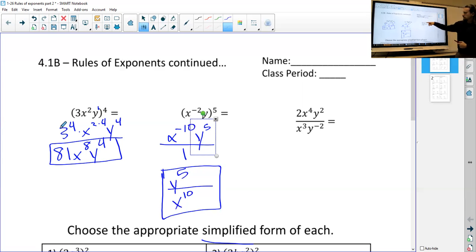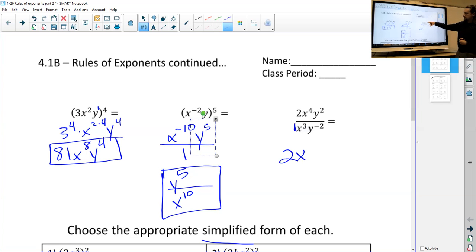All right, our last one is a division problem. So we go through this just one part at a time. So I'm going to start with my numbers. So I have 2 up top, and then there's no number here, so I'm going to put a 1. So 2 divided by 1 is just 2. Then we look at our x's. X to the 4th divided by x to the 3rd. So we know we subtract those exponents. So 4 minus 3 is 1. So it's x to the 1st power, or just x.